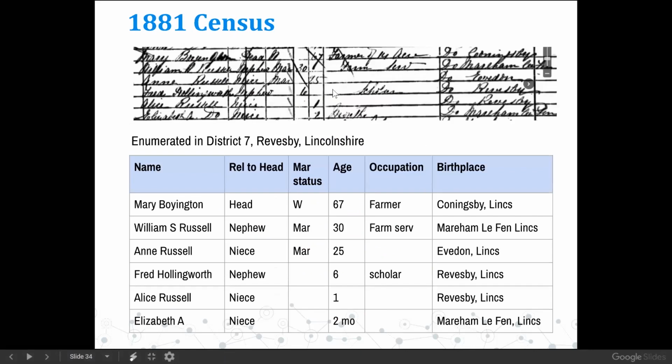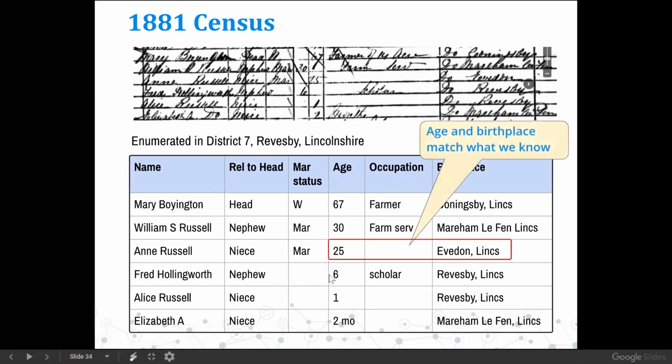So here is the screenshot from the 1881 census. This handwriting is a little bit difficult to read, so we've got a transcription down here. Notice that they were enumerated in Revesby, Lincolnshire, and Mary Boyington is listed as the head of household with a William S. Russell as her nephew. And then everybody else is listed in relationship to the head of household. So we don't have all these people's relationship to Russell, but we can kind of deduce it, right, from the ages and the genders of the people.